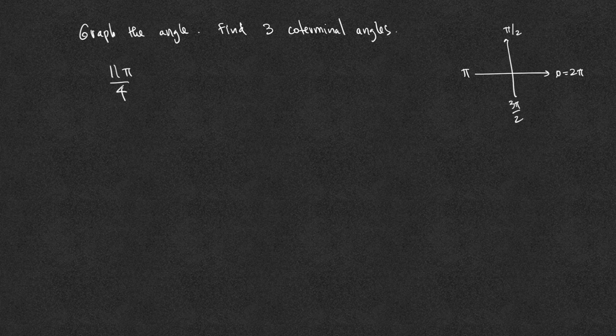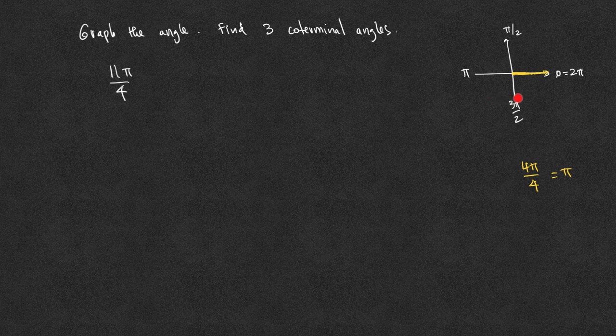11 pi over 4 is more than 2 pi because 2 pi would give us 8 pi over 4. If the numbers are small enough, we can even count this using the denominator 4. To count it quicker, we would use 4 pi over 4 as pi. Always count from the positive horizontal axis, where the angle starts. This is 0 pi over 4. This is 4 pi over 4, which is pi.